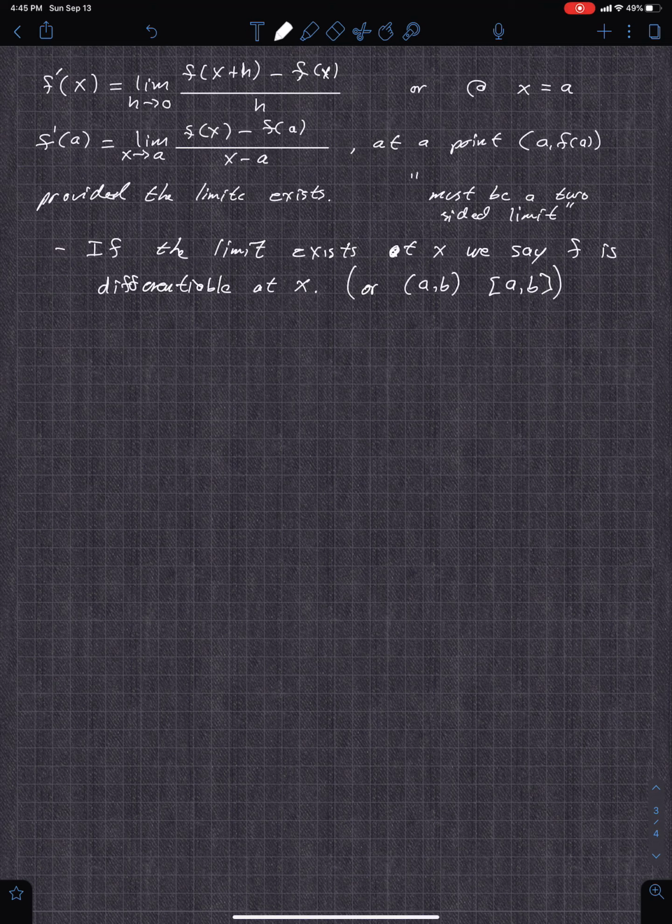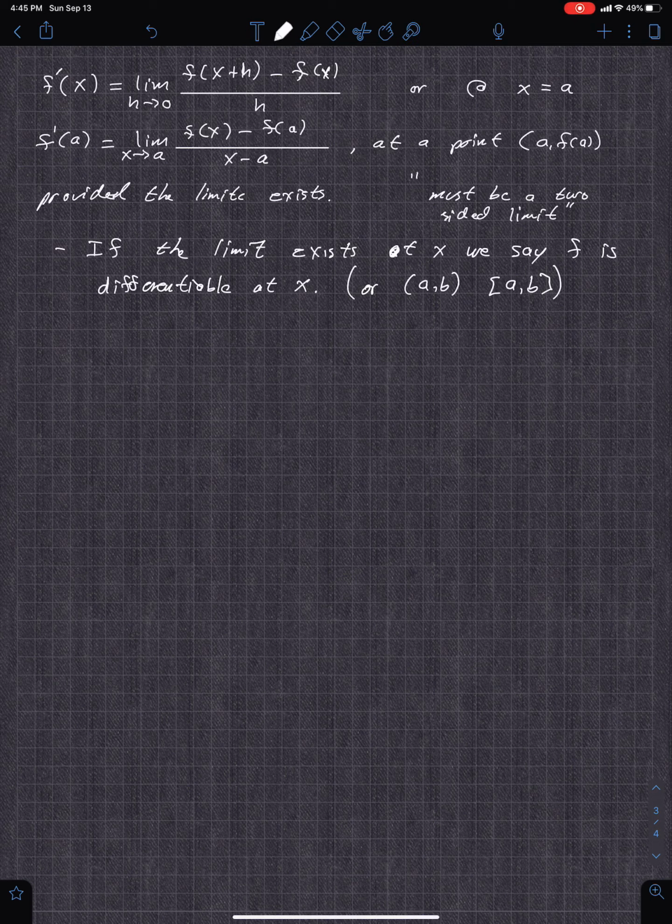But we need other definitions. We need to talk about right and left. But right now, we're talking about, oh, I wrote that here, didn't I? It must be a two-sided limit. I forgot to mention that. So right now, we're only considering two-sided limits. So we're not considering right now a closed interval. That's not defined yet, but eventually that's where we're heading.